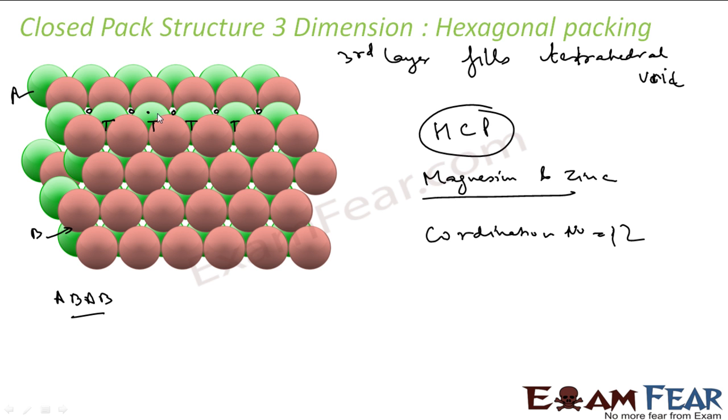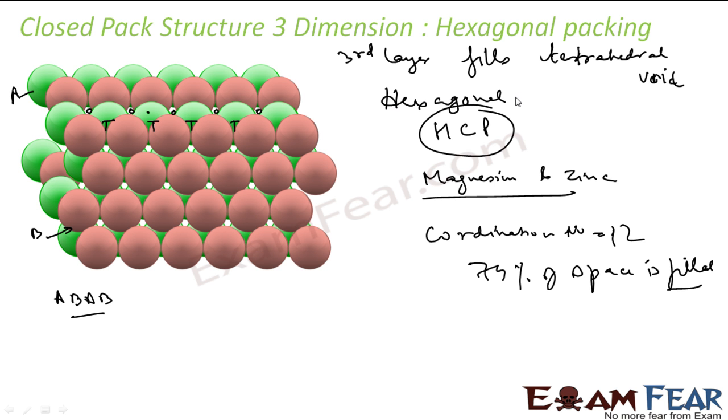You can't visualize it actually here: 1, 2, 3, 4, 5, 6 and 7 in the bottom, right? There are 12, one atom is linked to 12 atoms, and in this case 74% of the space is filled. We'll do some mathematics on that to find out these numbers. This is hexagonal closed packing. Let me write this. Hexagonal closed pack. Right? That was when the third layer fills the tetrahedral hole.